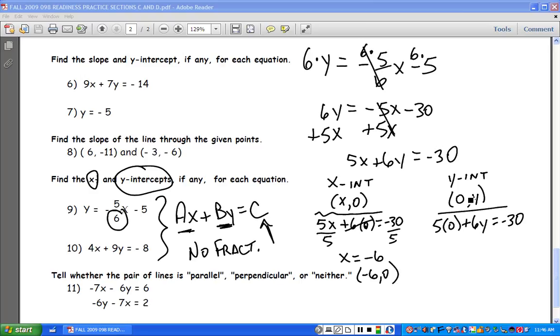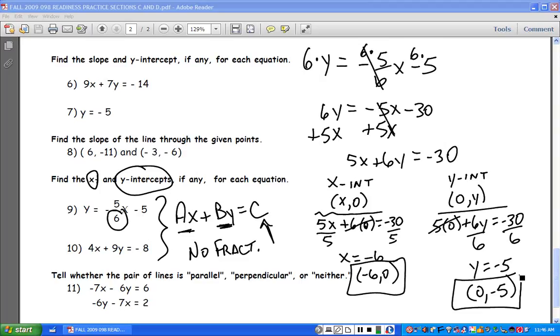Alright, now over here for your y-intercept, you're making x 0, and 0 times anything, like we said, cancels. So you're really left with 6y equals negative 30. Divide both sides by the 6, y equals negative 5. So 0, negative 5 would be your y-intercept. So x-intercept would be this, negative 6, 0. Y-intercept would be 0, negative 5. Okay?